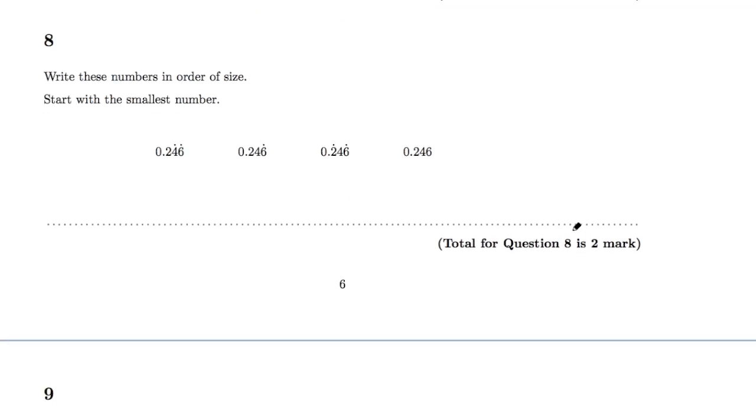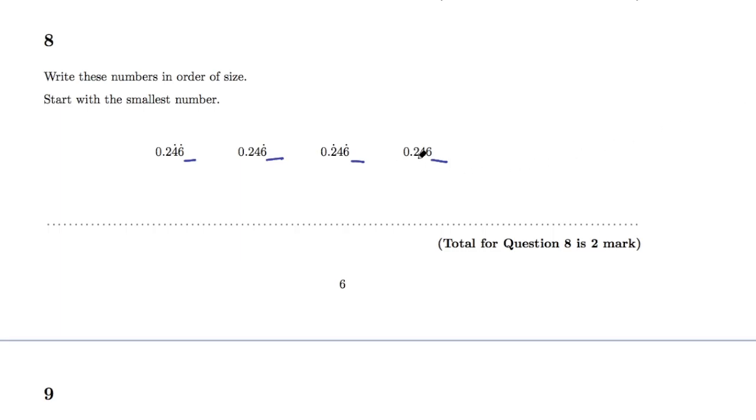So question 8 says, write these numbers in order of size. Start with the smallest number, and we're given 0.246 where the 4 and 6 are recurring, 0.246 where the 6 is recurring, 0.246 where all of the numbers are recurring, and 0.246 with no recurring decimals. So when you are asked to order recurring decimals, usually it only takes looking for the next digit in the number. And as long as you can find that, you can order these pretty effectively.